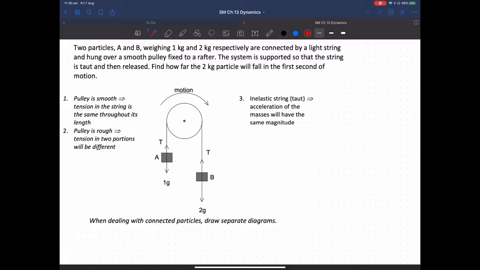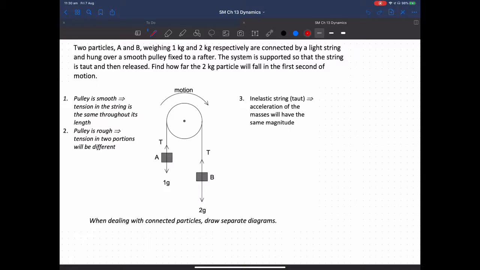In this example, we're looking at two connected particles. We're told two particles, A and B, weighing 1 kilogram and 2 kilograms respectively, are connected by a light string and hung over a smooth pulley fixed to a rafter. The system is supported so that the string is taut, then released. Find how far the 2 kilogram particle will fall in the first second of motion.